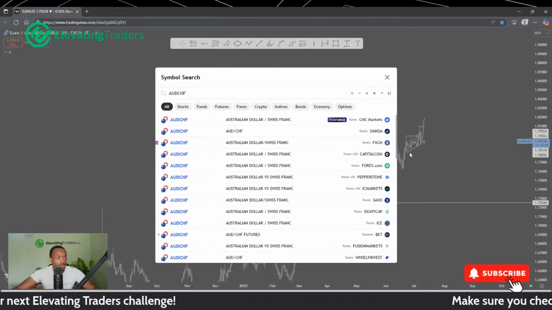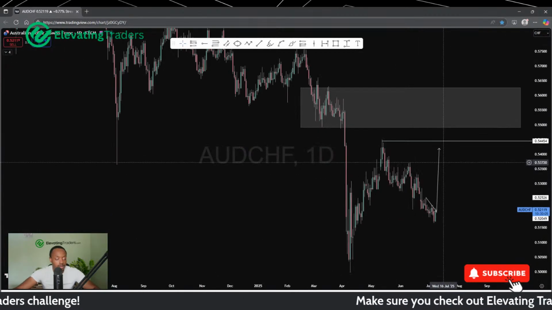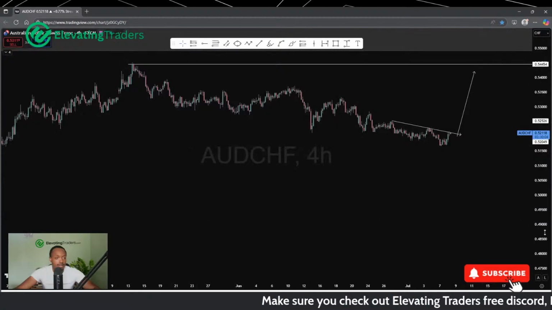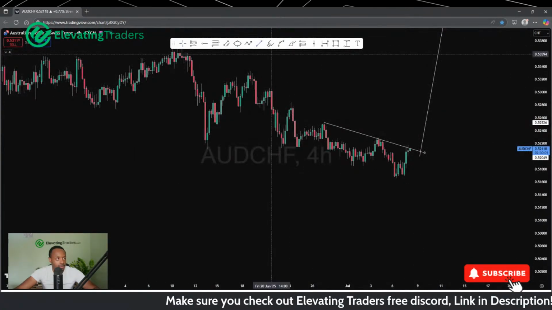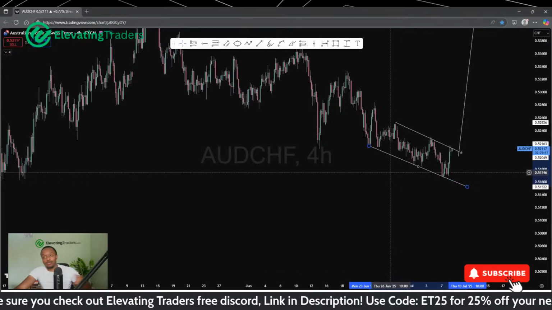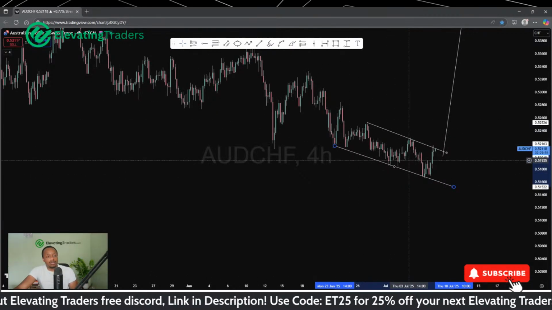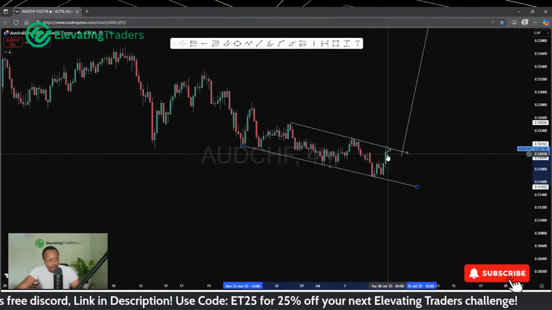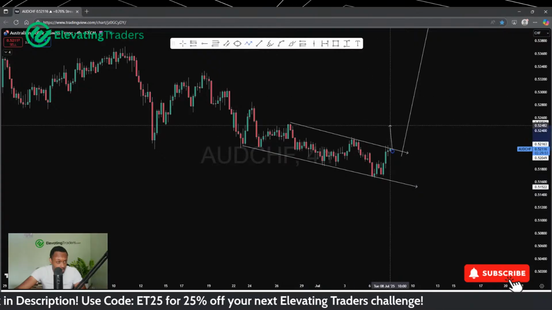Same situation with Aussie CHF as well. I do feel like we're at an area which we can see some upside. This one's still very corrective on the way down. Momentum's picked up a little bit after the Aussie news last night, but we're still operating in this channel. We're testing the higher end of it now. Perhaps price is getting ready for a breakout.